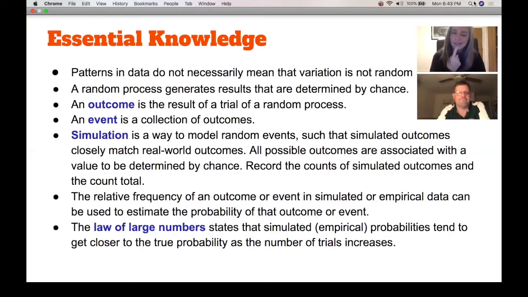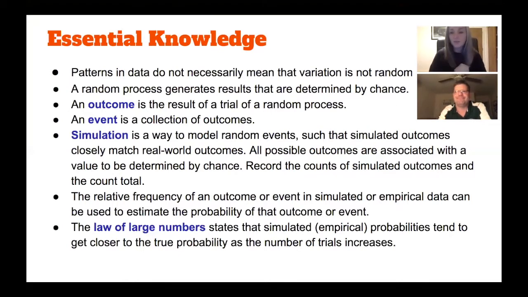Yeah. The law of large numbers states that simulated empirical probabilities tend to get closer to the true probability as the number of trials increases. And so if I'm going to Mr. Bobby-ize that one, I've got to do something over and over a bunch of times to see what's really going on. Okay, so Mr. Bobby has just taught you the whole lesson. We're done. Let's be done.